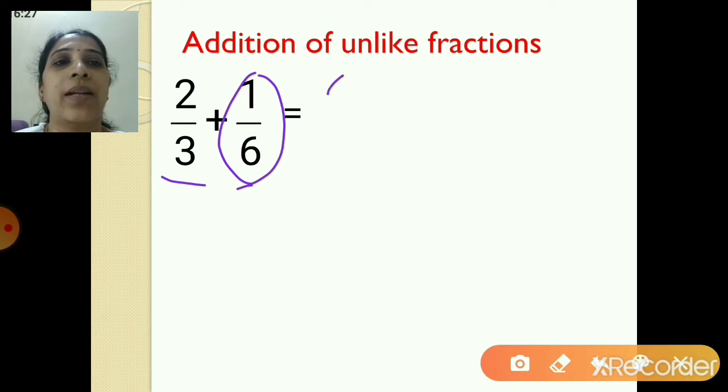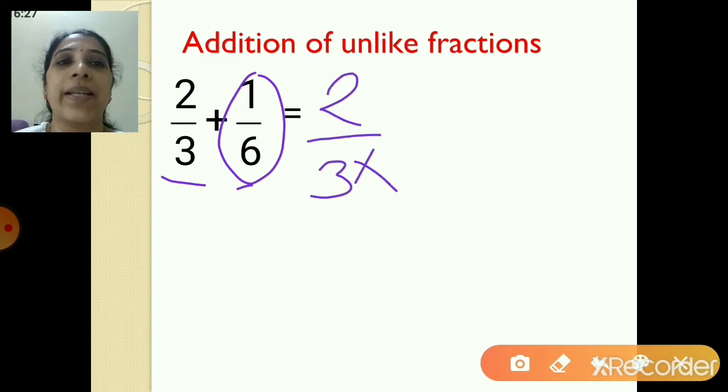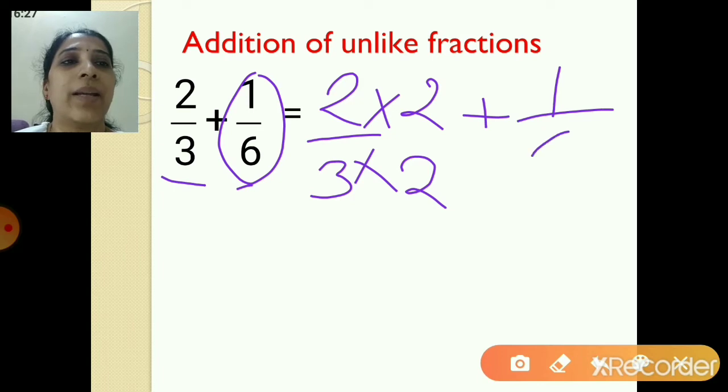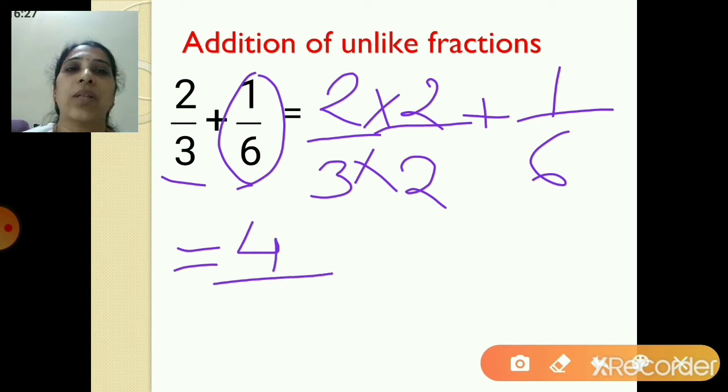So how will you write? You will write it as 2 upon 3 into 2, how much is 6? 3 2s are 6, right? So 2 into 2 and then plus 1 upon 6, right? So now what is 2 2s? 2 2s are 4 and what is 3 2s are?